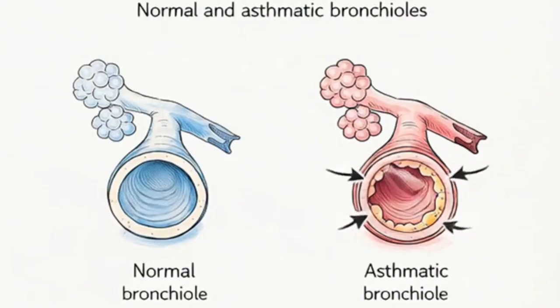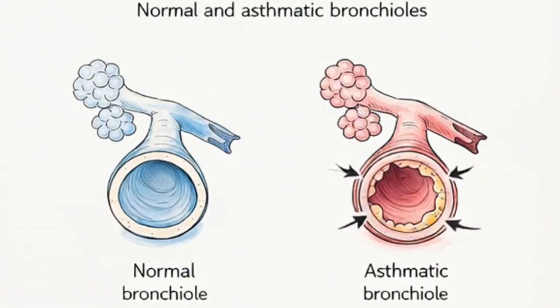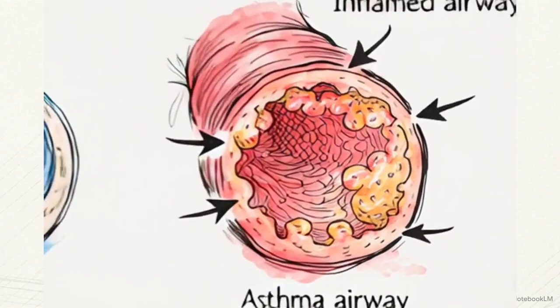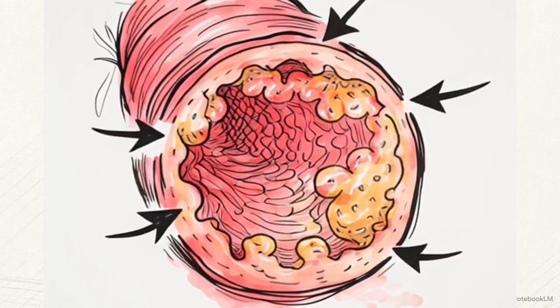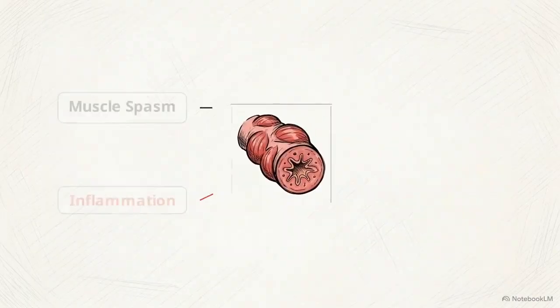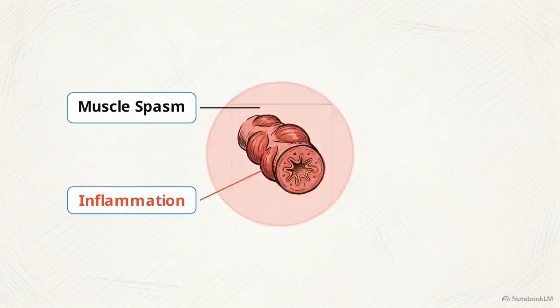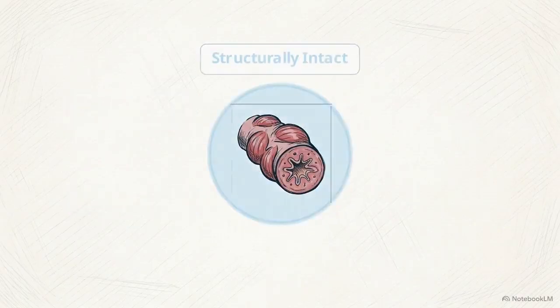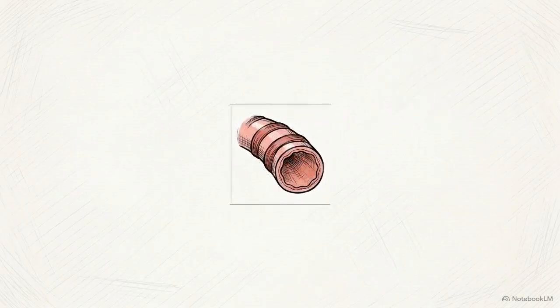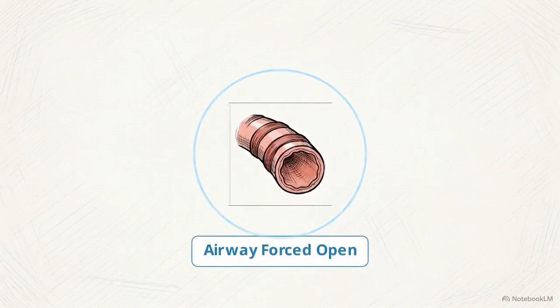During an asthma attack, the smooth muscle surrounding the airway rapidly constricts. Simultaneously, the inner mucosal lining swells and produces excessive mucus, severely narrowing the passage for air. Because this narrowing is driven by sudden muscle spasm and inflammation, the structural integrity of the lung remains intact. With rapid administration of bronchodilators, those muscles relax and the airway can be forced open again.